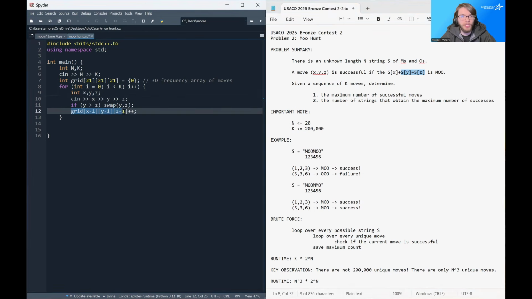And then we're going to go to that slot on the grid, but we're going to zero index everything. So subtract one from everything. And we are then going to increase that counter by one. So this is saying I found one more copy of the move for these particular values.